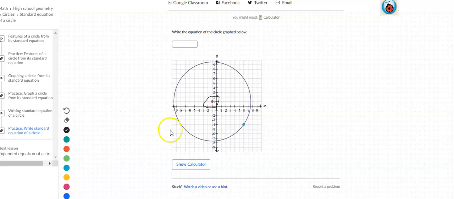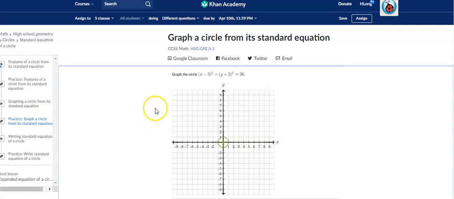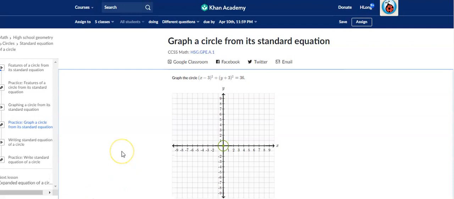Okay, and this actually gets into a little harder problem, so we're going to do a little bit of the other section and come back to this. This will be our level B for whoever's ready for it. And so graphing a circle is the other section that everyone will do. And so to graph the circle, I have to first find its center.